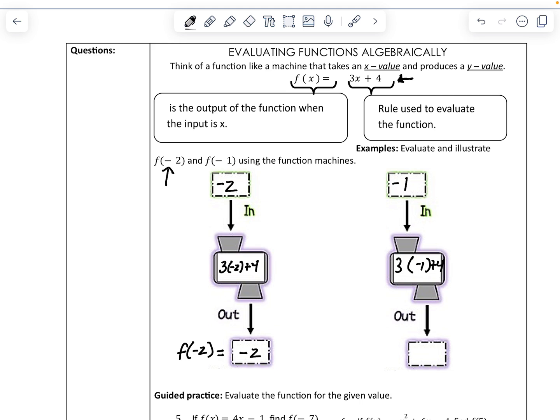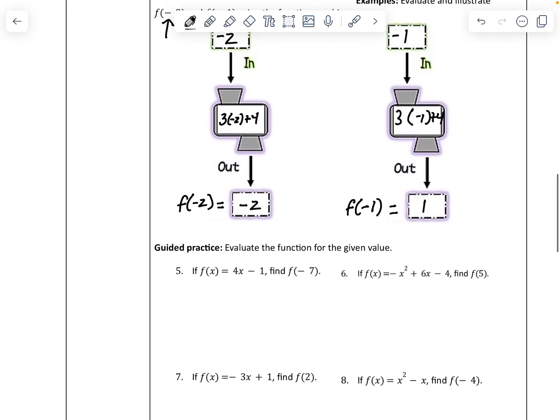So 3 times negative 1, negative 3, plus 4, spits out a 1. So f of negative 1 equals 1. Okay, pretty cool. So we inputted a -2, we outputted a -2. We inputted a -1, the output was 1. So let's try a few more.